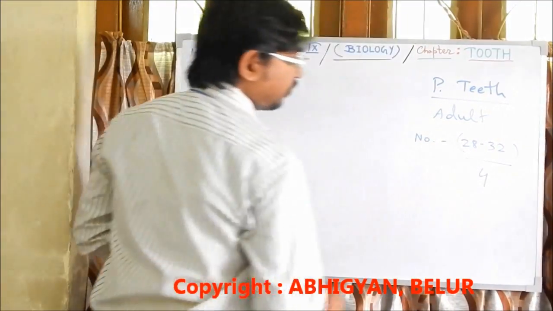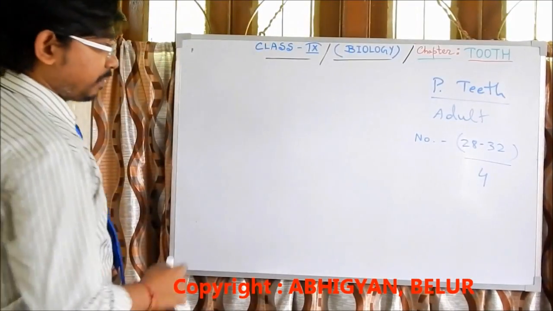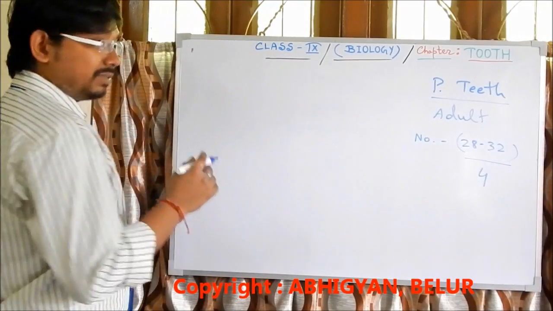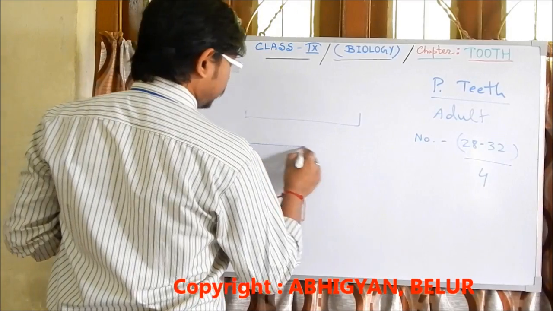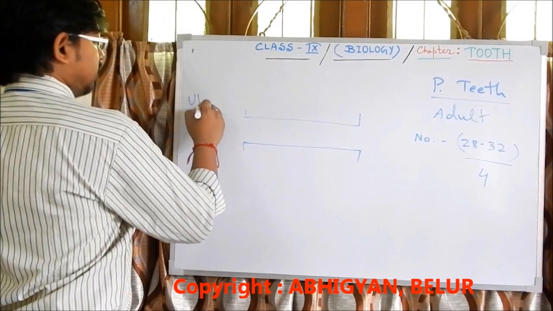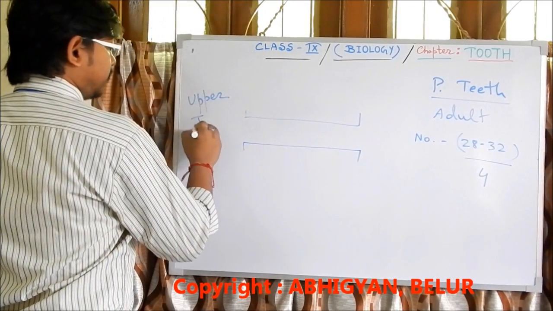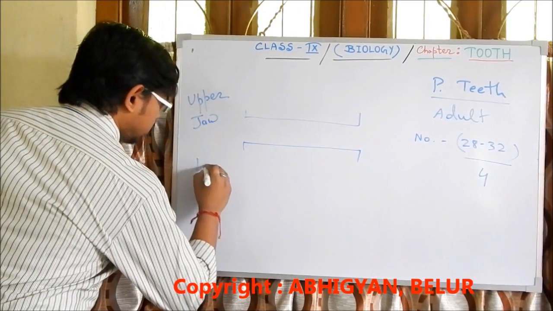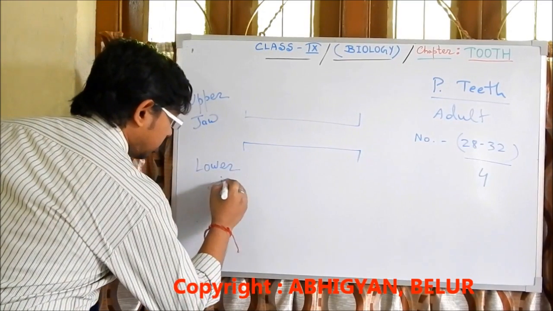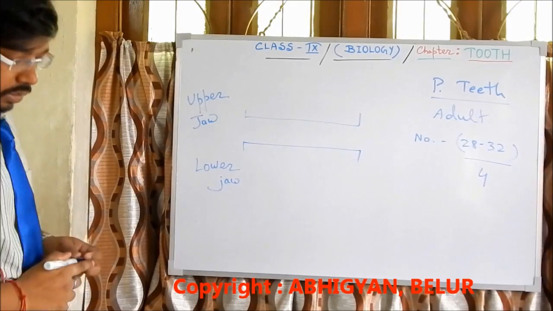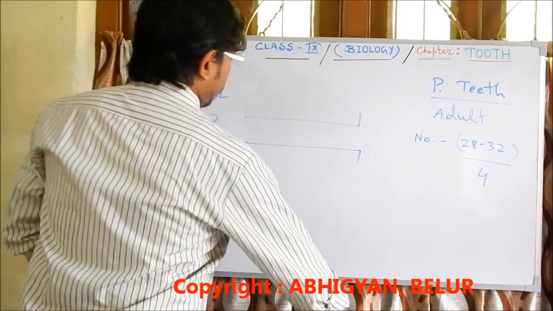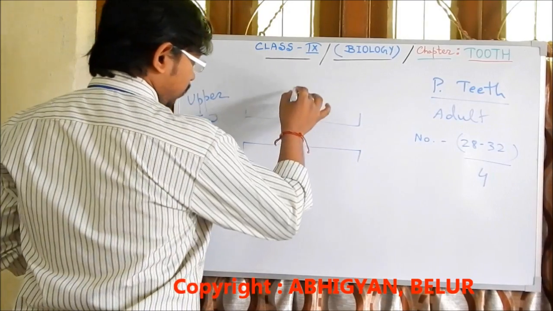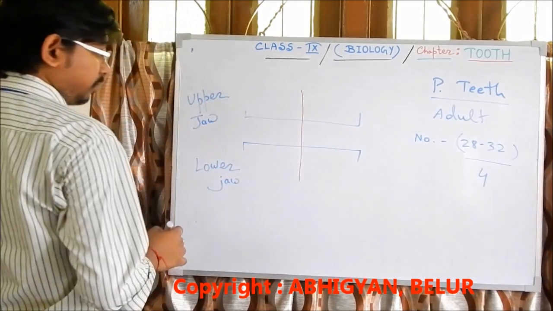The 4 teeth difference, why? 28 to 32, why? Because when we are talking about the teeth, you can see if this is our upper jaw and this is our lower jaw. Suppose this is upper jaw and this is lower jaw. Okay, just roughly I am drawing over there. You can see that upper jaw and lower jaw, on the middle also you can divide.